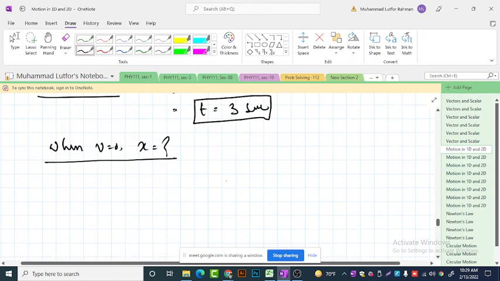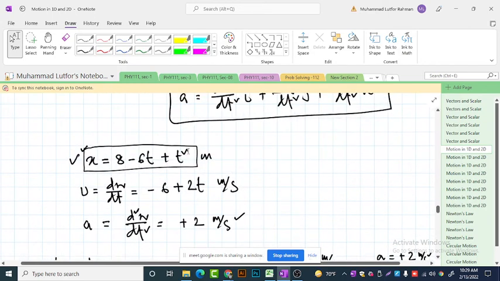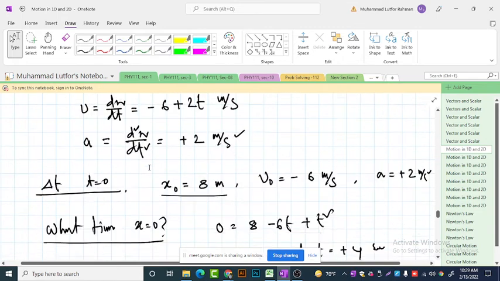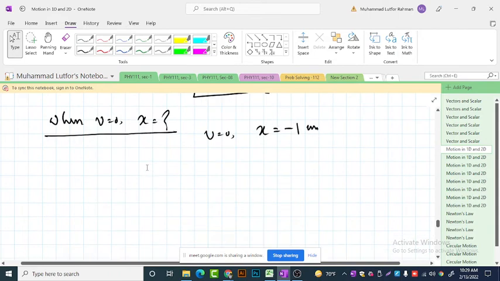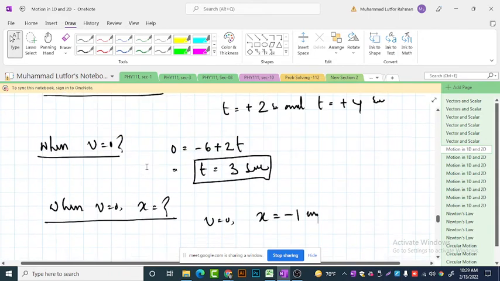If you plug in, you will find that when v equals 0, x would be basically minus 1 meter. If you plug t equal to 3 seconds into that equation, for t equal to 3 the t square should be 9. 9 plus 8 is 17, and 6 into 3 is 18. So 17 minus 18 gives x equal to minus 1 meter. So I found some data over here.